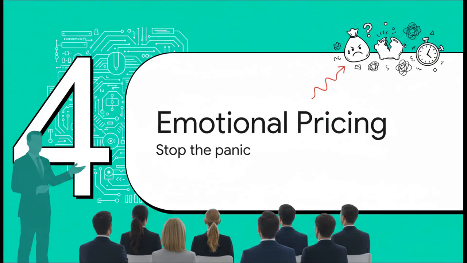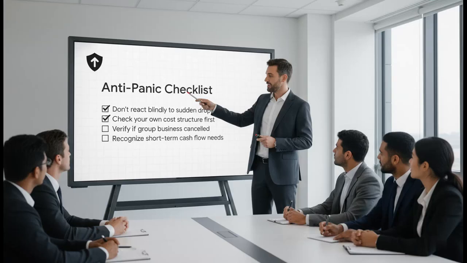Which brings us perfectly to Section 4, avoiding emotional pricing. We need to stop the panic before it even starts. I highly recommend taking this anti-panic checklist and honestly, taping it to your revenue manager's desk. Before anyone touches the rate controls in a stressful moment, they need to stop and ask, are we just reacting blindly here? Can our cost structure even afford a rate drop and still maintain our service levels? Did that competitor just lose a huge group? Did they just desperately need short-term cash flow? Going through this quick checklist acts as a buffer and stops panic before it infects your pricing systems.